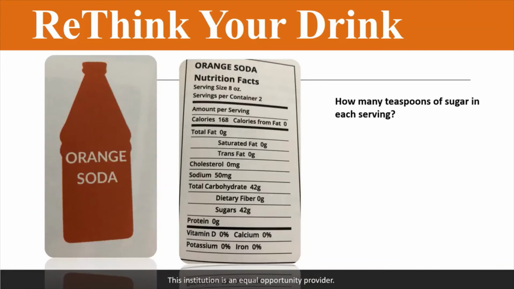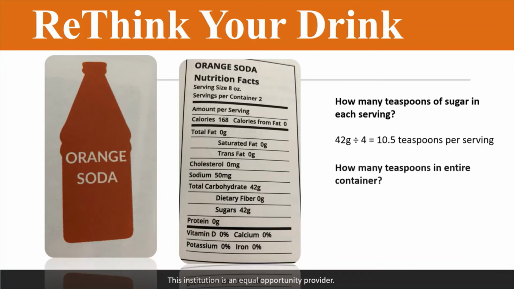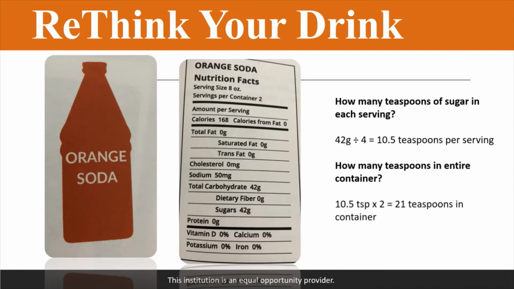We'll finish up with the orange soda. We're going to look for our sugar under carbohydrate. We see there's 42 grams in the orange soda. 42 grams divided by 4 is 10.5. But we do want to check how many teaspoons are in the entire container. So we go up to servings per container, and we see that there are actually 2 servings in this drink. We take our 10.5, multiply by 2, and that tells us 21 teaspoons in this container.